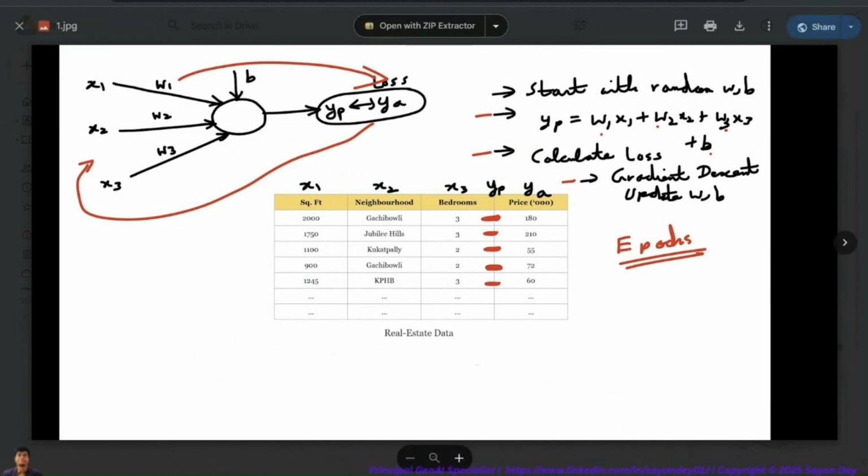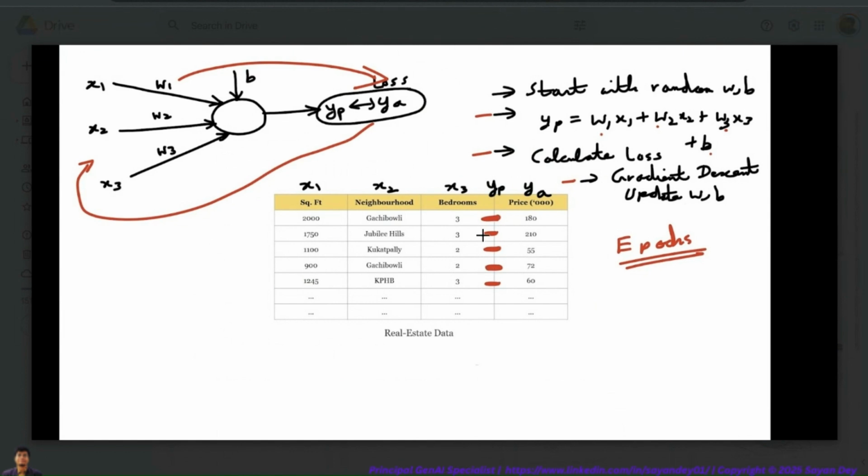And then we do something called forward propagation. What is forward propagation? Forward propagation means you're going forward. You are taking those weights and bias values that you initiated. This is step one. Step two is this: you use those weights and bias values to calculate the y predicted. What is y predicted? W1 x1 plus W2 x2 plus W3 x3 plus bias b. This is the predicted value of y that you're getting from those initial random values.